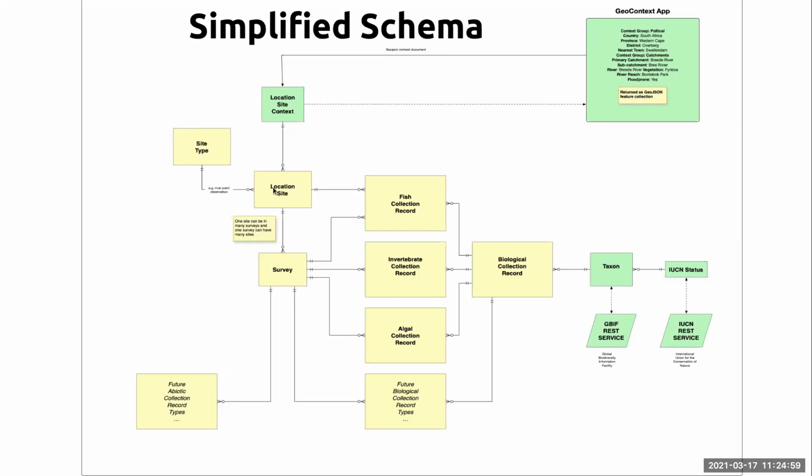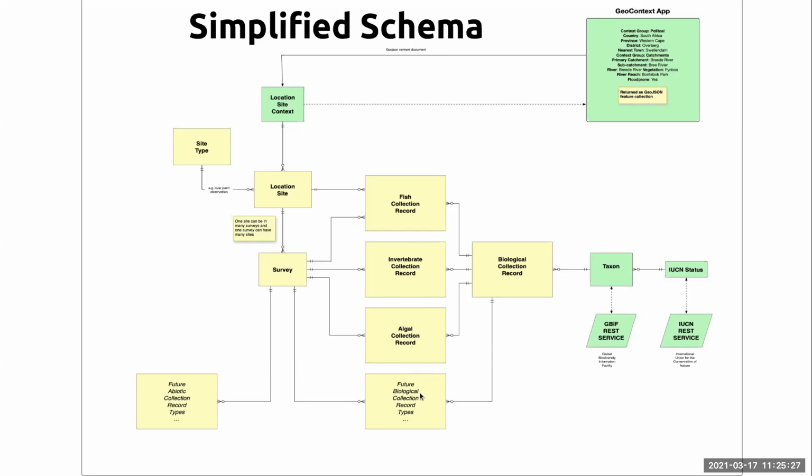And then for a site, you'll do a survey, which is basically a visit to that site, and you will collect records of different collection types. This may not be exactly like this, but it's more or less the construction that lies in the underlying database. And the idea is that you can then add additional collection types.